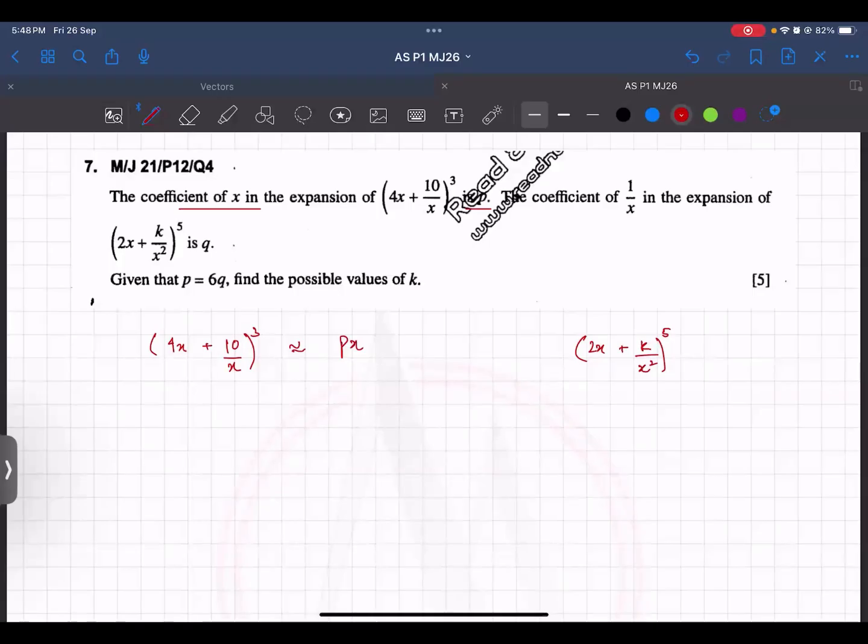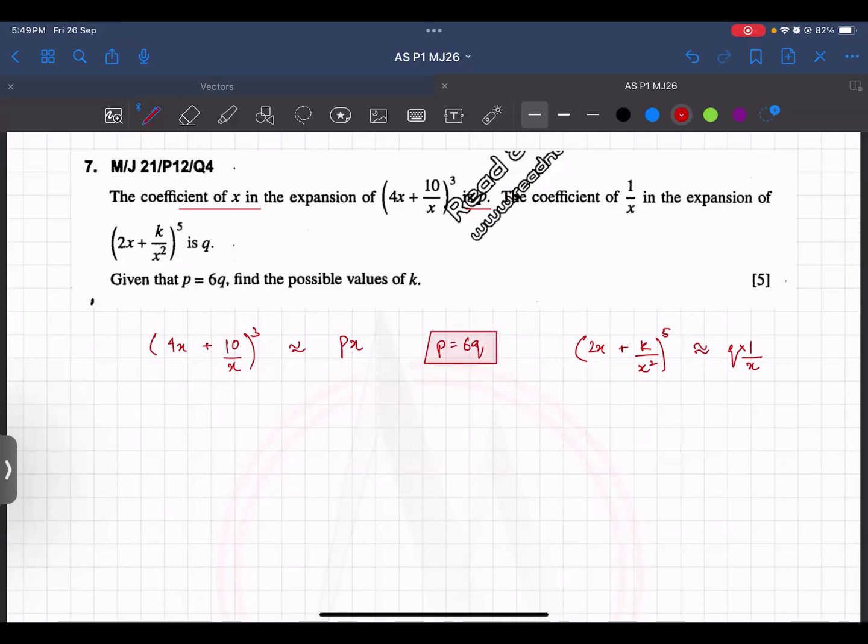And the coefficient of 1 upon x is q. And over here, you will have a term which has 1 upon x. Q times 1 upon x. So q is the coefficient. Then they're telling us that p is equals to 6q. So we will use this formula.